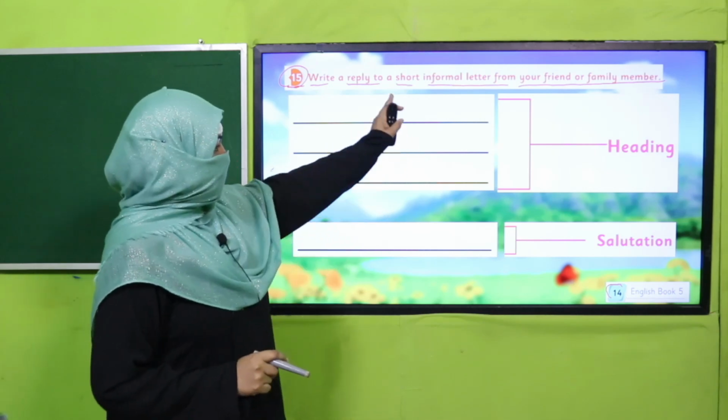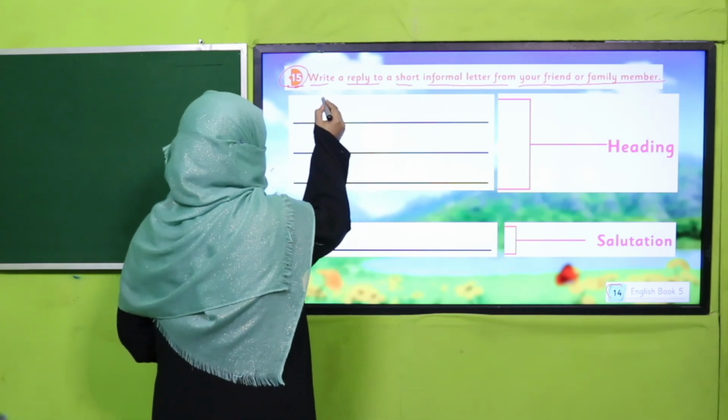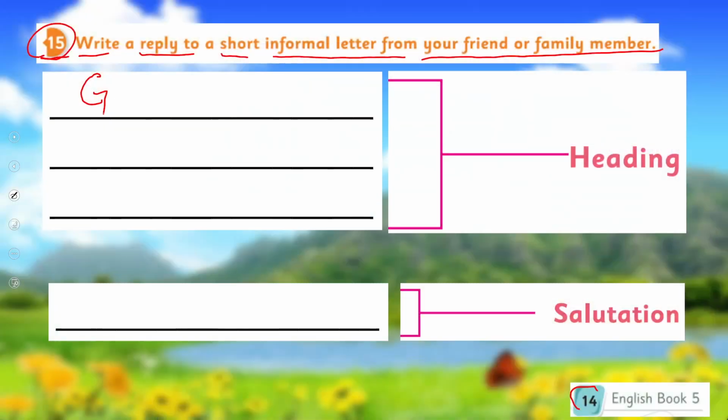Now, you know, this part is the heading. What you are supposed to write in the heading, first you will write your address. For example, Gulberg. And when you write the area, you will put a comma. Then you will write the city with a capital letter, Lahore. And after the city name, you will put a full stop.